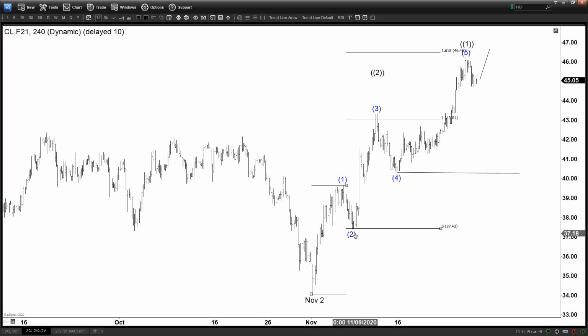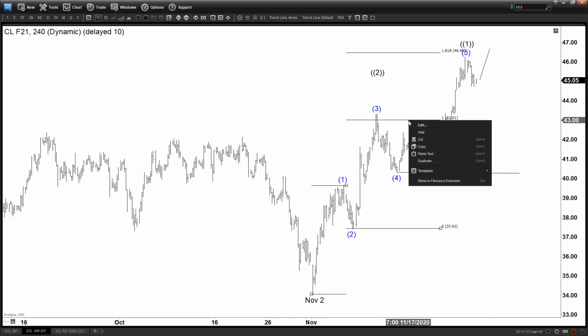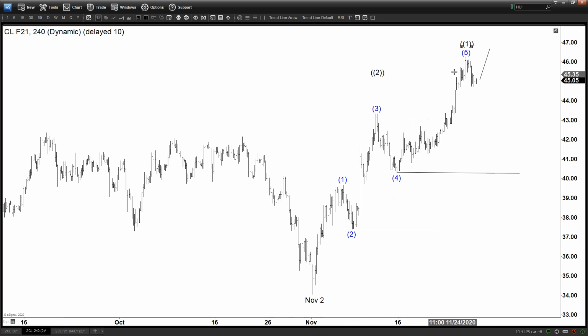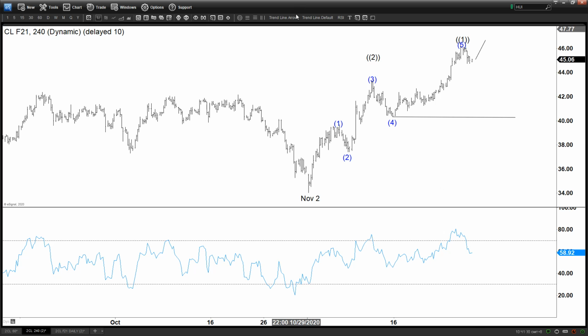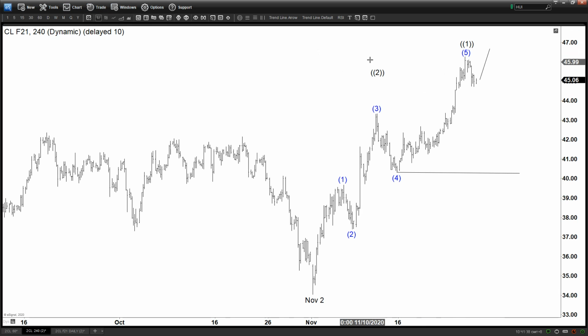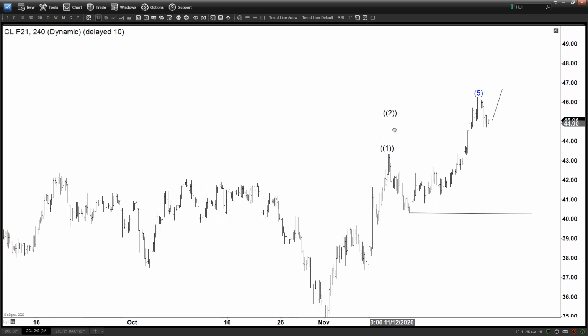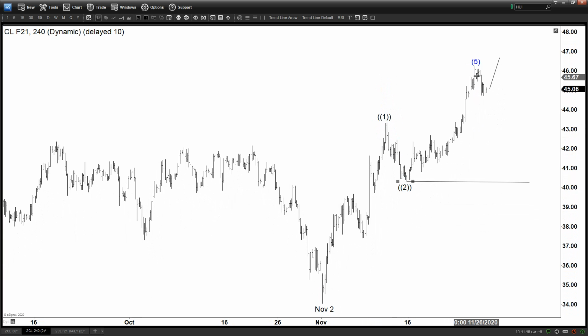But typically in a 5-wave impulse, wave 5 should come with a divergence. Now look at this wave 5 here, if you want to count it this way. You don't see any divergence here, so that is telling us this is less likely to be a wave 5 because we don't see any divergence here. So that's why the discount here becomes more likely, that this is 1 and 2, and we start the new leg higher within the wave 3.